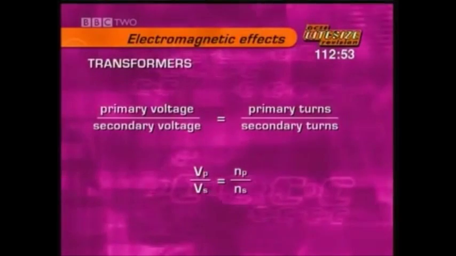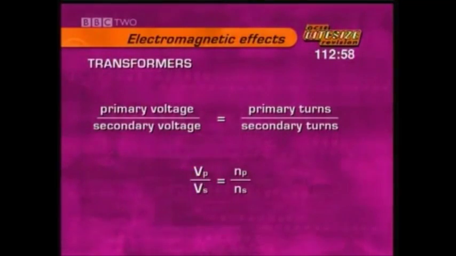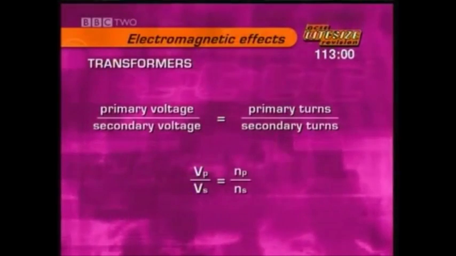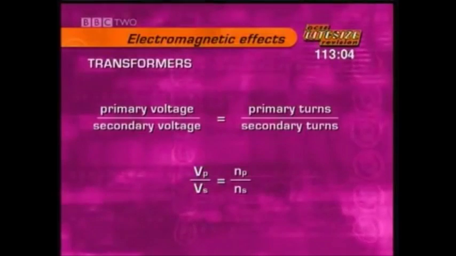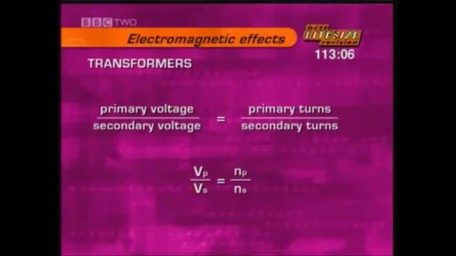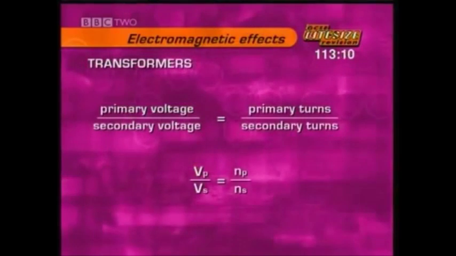There's an equation linking voltages across the input and the output of a transformer. The primary voltage, Vp, divided by the secondary voltage, Vs, equals the number of turns on the primary coil, Np, divided by the number of turns on the secondary coil, Ns.